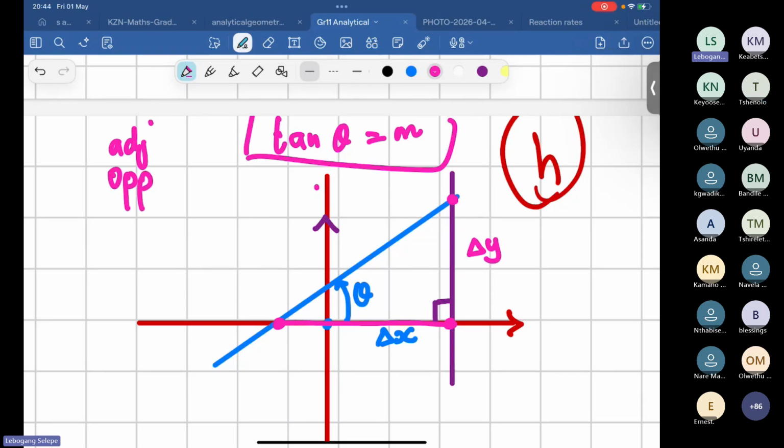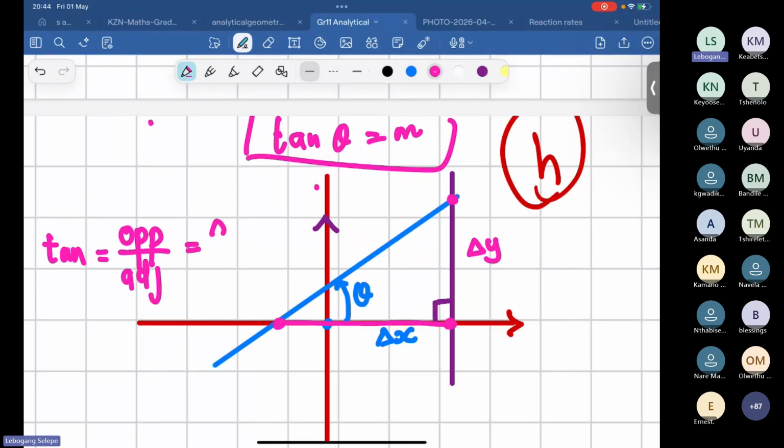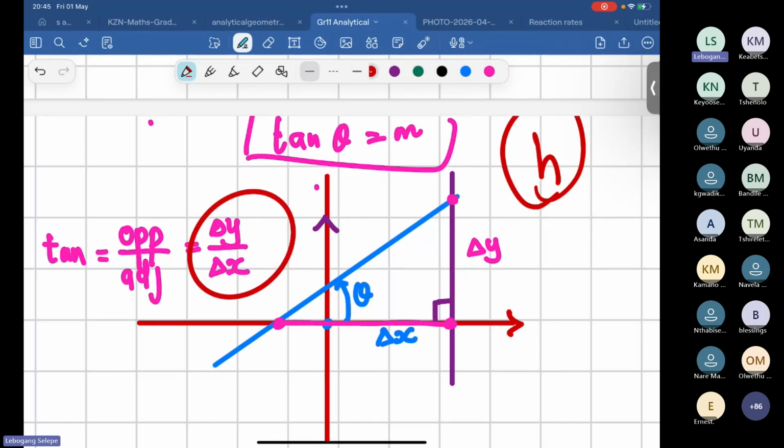So we wanted to find a ratio that is going to accommodate adjacent and opposite. The only ratio that could do that is tan, because we know that tan is the opposite over the adjacent from SOH CAH TOA. Now, my question is, what is the opposite? Is it the change in x or the change in y? Change in y. And then the adjacent? Change in x. But do you remember that we said if you want to calculate the gradient of a line segment, you say change in y over change in x.